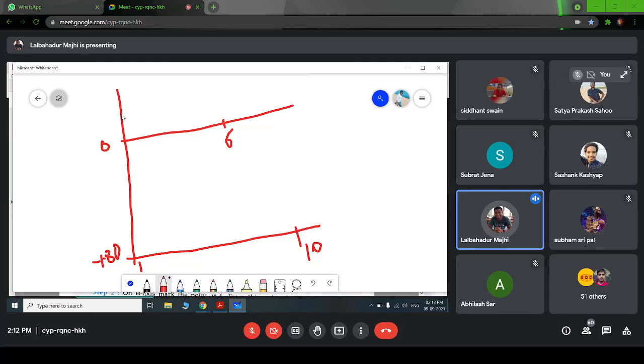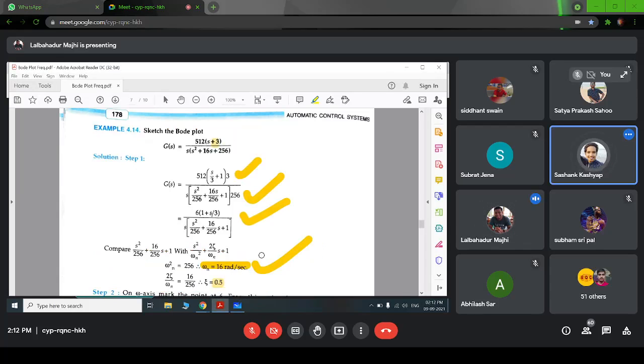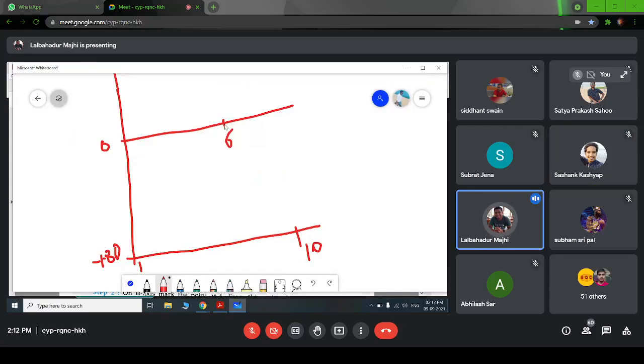So what is the slope at this point? -20 dB per decade, right? So this point we are drawing -20 dB per decade up to this y axis. So this will be now our starting point. Here -20.